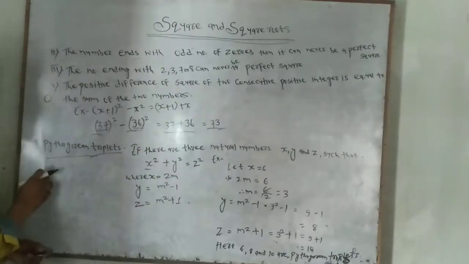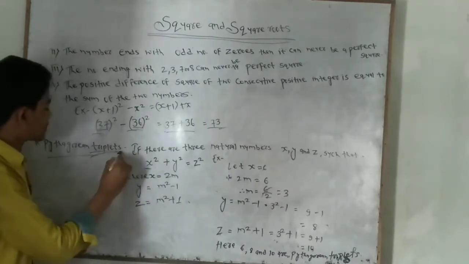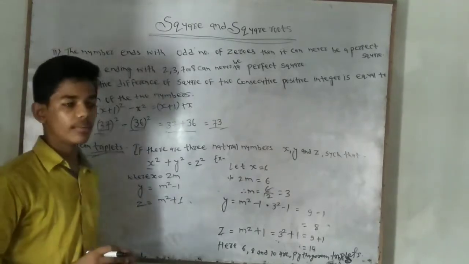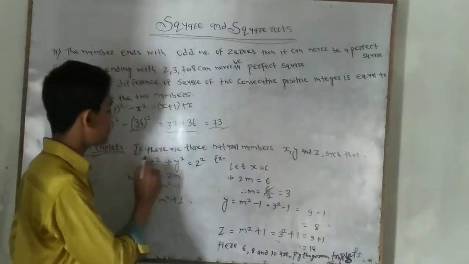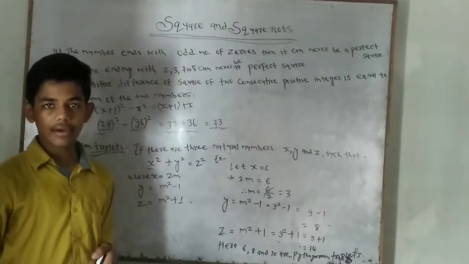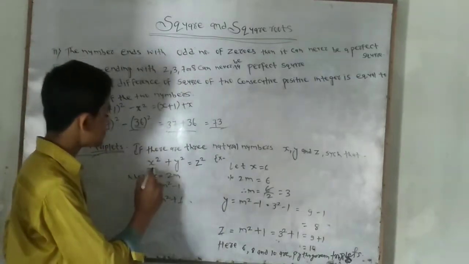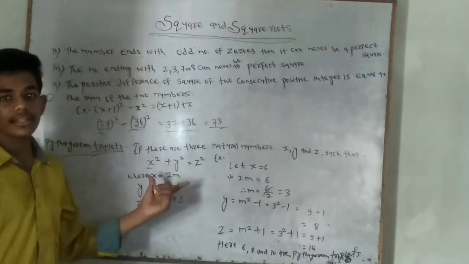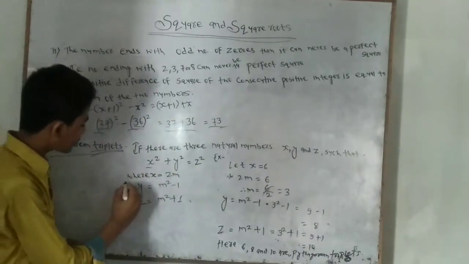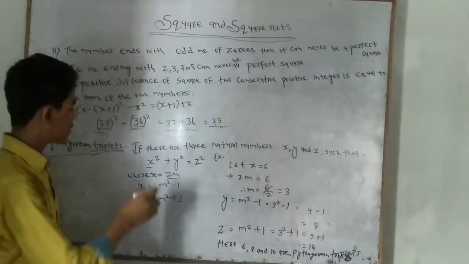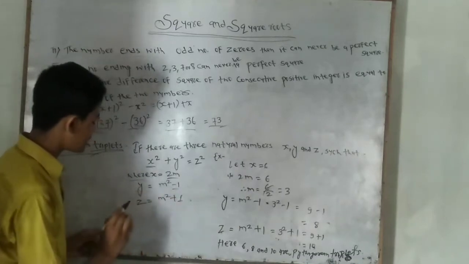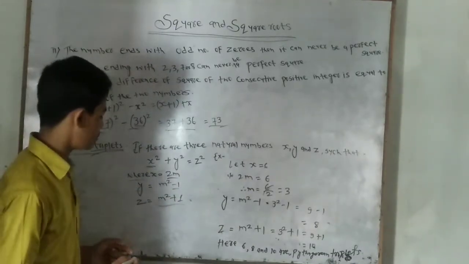Now the next is Pythagorean triplets. Triplets means 3; tri means 3. If there are 3 natural numbers, suppose the first is x, second is y, and third is z, then there is a formula, an equation in which we have to put the values, where x is equal to 2m, meaning 2 times m, and y is equal to m square minus 1, and z is equal to m square plus 1.